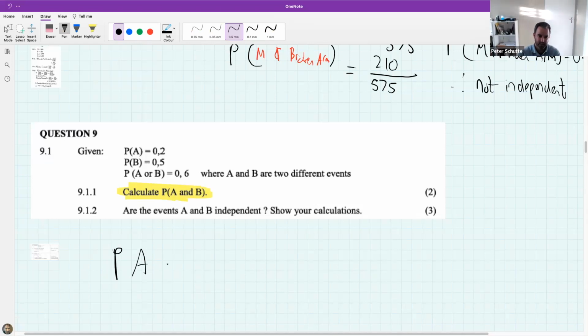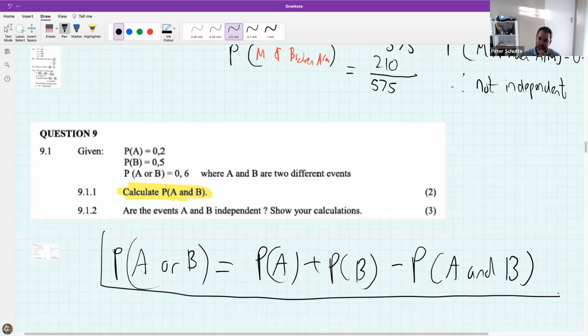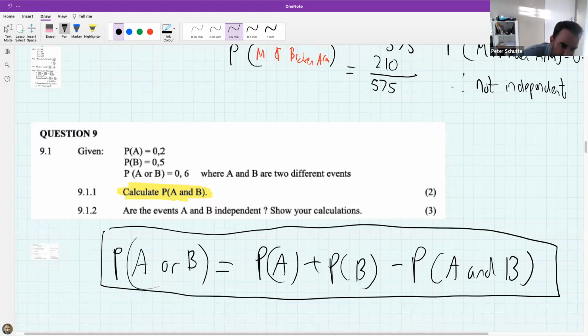What identity can I remember from earlier in probability? I think that there is a statement. See if you remember this one. So you don't just add them though. Give me a thumbs up if you remember this identity.